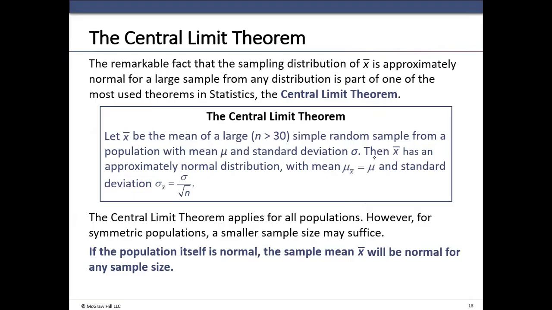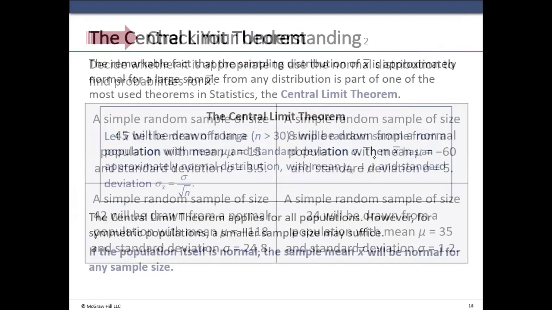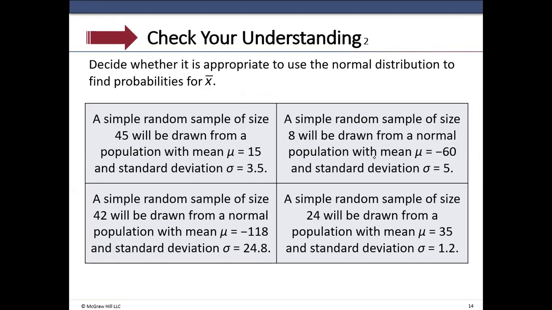The central limit theorem applies for all populations. However, for a symmetric population, a smaller sample size may suffice. If the population itself is normal, X bar will be normal for any sample size. Okay, so I will do just a couple of them. A simple random sample of size 45, n greater than 30, drawn from a population. Notice the actual population, they did not say it is normal, but the sample size is greater than 30. So that means the sampling distribution will be bell-shaped.